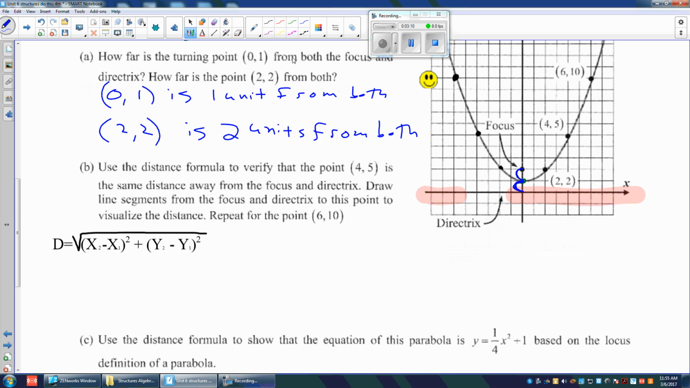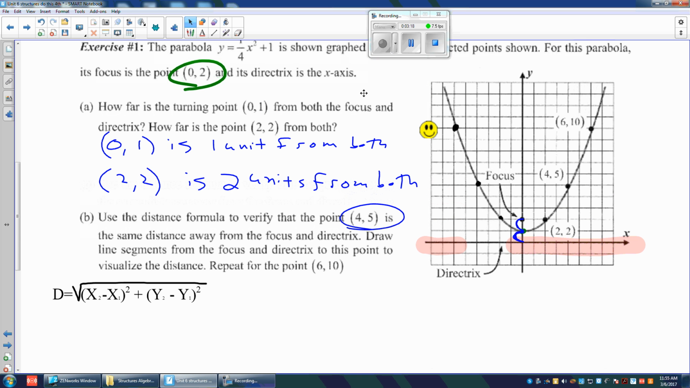Okay, so we can do that by examination. However, use the distance formula to verify that (4, 5) is the same distance away from the focus and the directrix. Why can't I just count? The shortest distance between 2 points is a straight line, and that's a diagonal, so we're not going to be able to count it. We can obviously count the vertical one, that is a straight line, and we can count how many units it is. But this, we're going to have to use the distance formula.